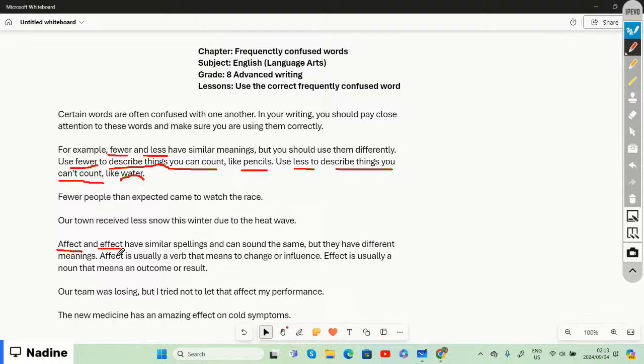And if we look at those two words, affect and effect, they have similar spellings. We just basically have the first letter of those words bringing about the different spelling. But affect and effect have similar spellings and can sound even the same, but they have different meanings.